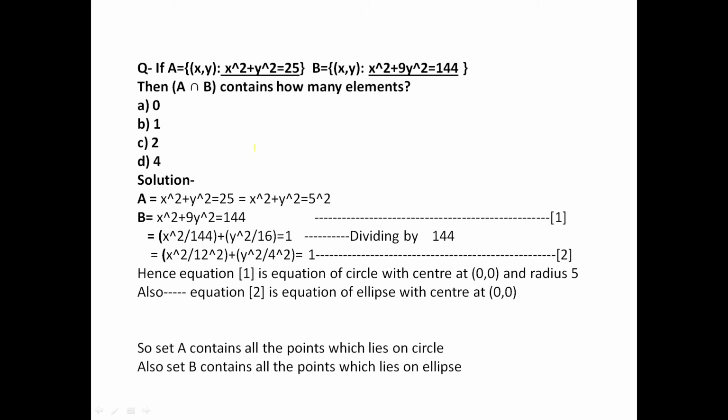Okay guys, so this problem is a combination of two concepts, that is set theory and drawing graphs. So the problem is: if A is equal to the set of (x, y) such that x square plus y square is equal to 25, and B is the set of (x, y) such that x square plus 9y square is equal to 144. These are the equations given to us, and then what we have to find is how many elements A intersection B contains.